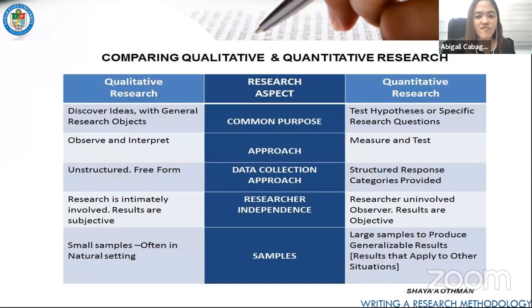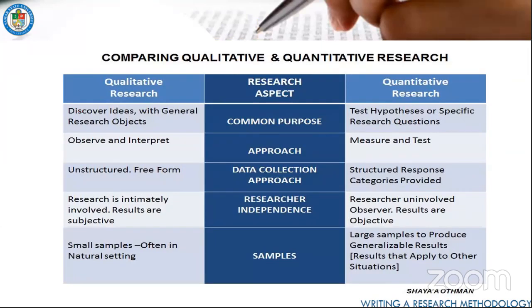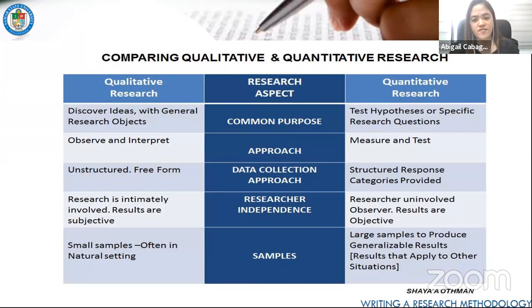Okay, I'll present to you a very simple comparison of qualitative and quantitative research. In terms of purpose, qualitative research is focused on discovering ideas with general research objectives. On the other hand, quantitative research will try to test the hypothesis, or the research questions are more specific. In terms of approach, qualitative research makes use of observation and interpretation, and in quantitative research, we do measurement and testing.